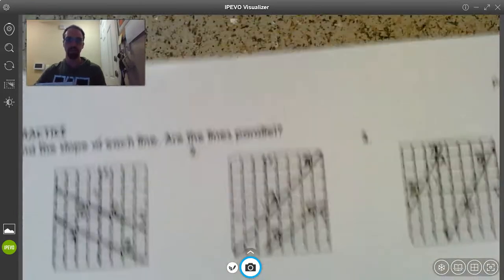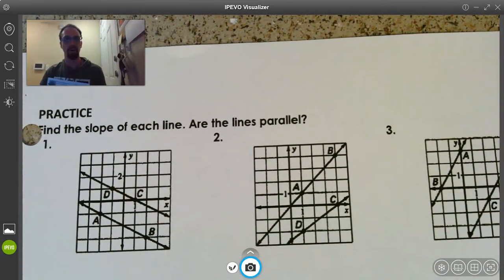Join me in the next video as we use some example problems of finding the slopes of lines and then seeing if the lines are parallel or perpendicular.